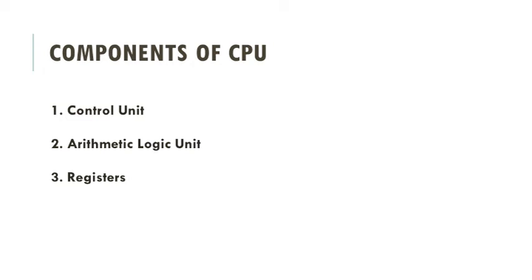The control unit directs and controls the activities of the internal and external devices. It interprets the instructions fetched into the computer. It determines what data, if any, is needed, where it is stored, and where to store the results of the operation, and sends the control signals to the devices involved in the execution of the instructions.